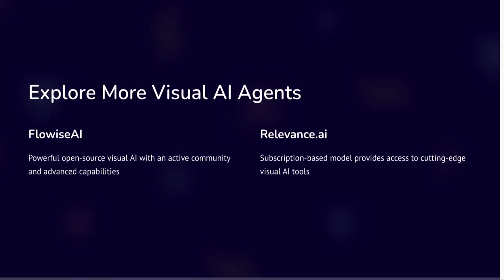Next, other visual AI agent tools are Flowise AI, which is a powerful open source visual AI agent framework with an active community and advanced capabilities. I have not used Flowise AI, but I intend to take a look at it. And then there's Relevance AI, which is more of a SaaS platform with a subscription-based model, providing access to cutting-edge visual AI tools. It is a powerful suite that is very visual.